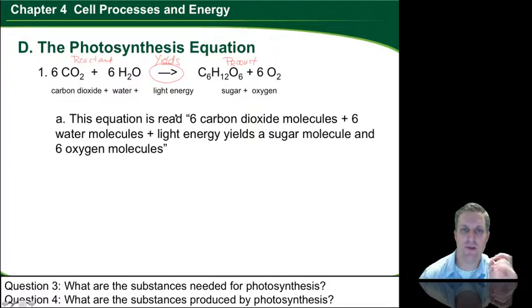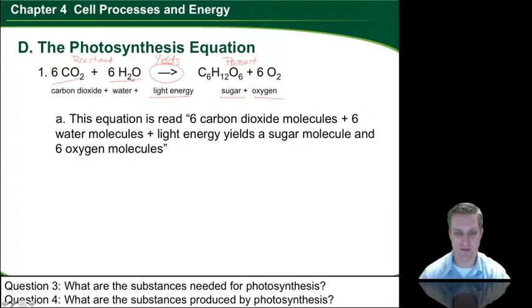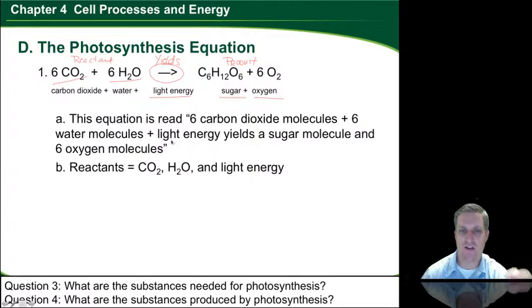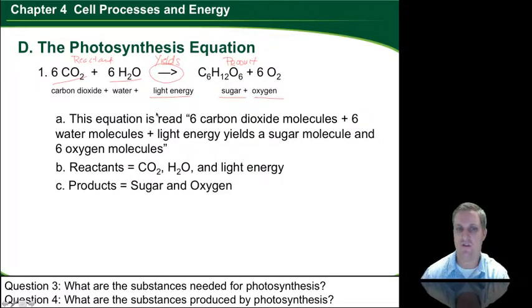So this equation would actually be read 6 carbon dioxide molecules plus 6 water molecules, plus light energy, sorry, forgot that, yields a sugar molecule and 6 oxygen molecules. That's how this is written. So photosynthesis, really important that you know this. This is the basic process of photosynthesis. This comes in and this comes out. So the reactants are carbon dioxide and water and light energy, and the products are sugar and oxygen. That's photosynthesis in a nutshell.